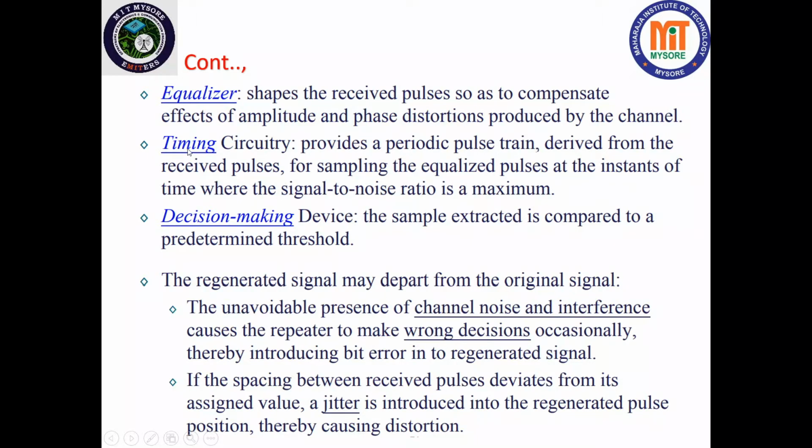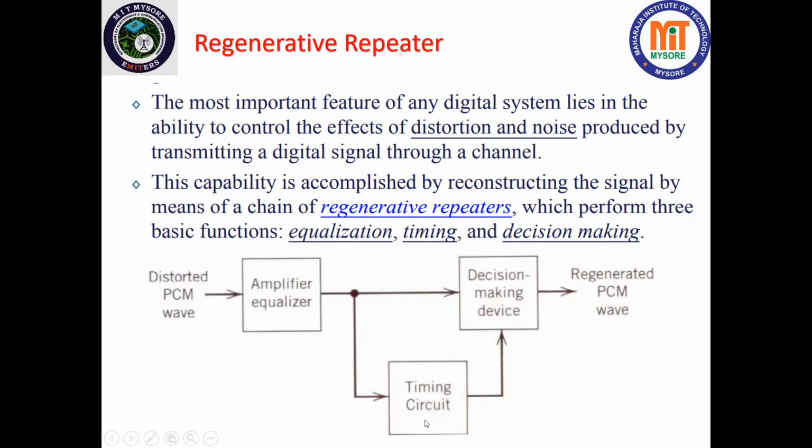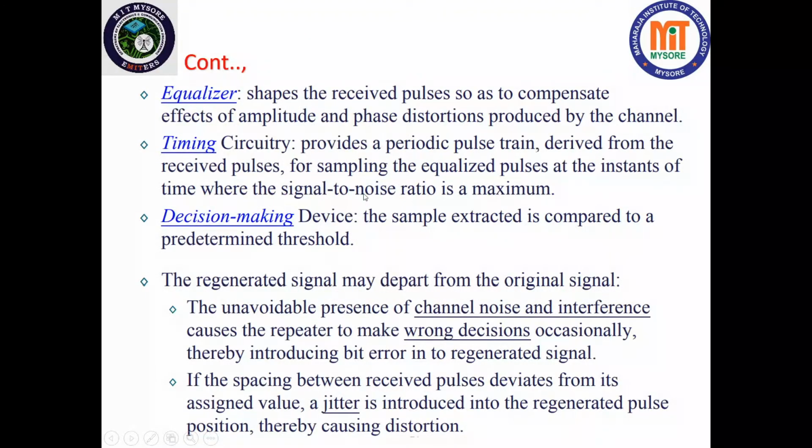Then the timing circuitry extracts the sampling intervals and provides a periodic pulse train. As I have said, it is derived from the received pulses themselves for sampling the equalized pulses at the instants of time where the signal to noise ratio is maximum. Wherever the signal to noise ratio or the signal strength is highest, there the signal will be sampled and the timing signal can be extracted, and in the later stage that timing can be used for decision making.